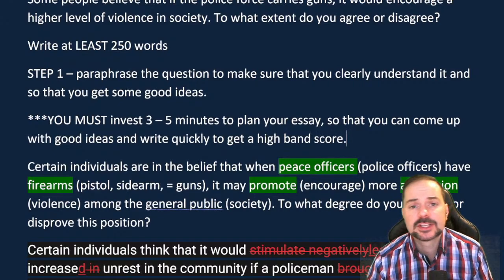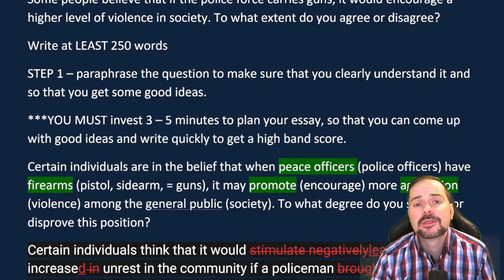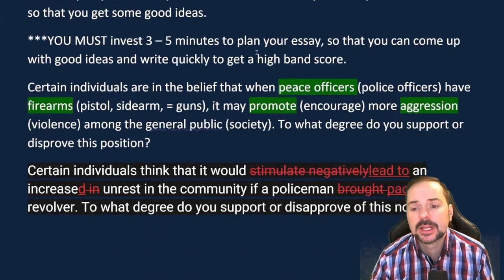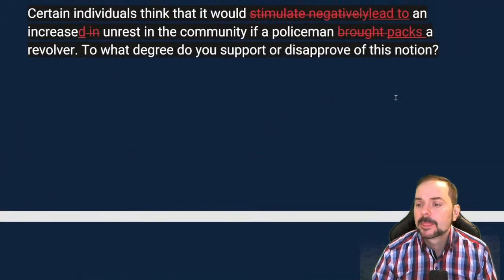The way task 2 is designed on the IELTS is so that you have to think. Okay, you can't just start writing, you have to think.